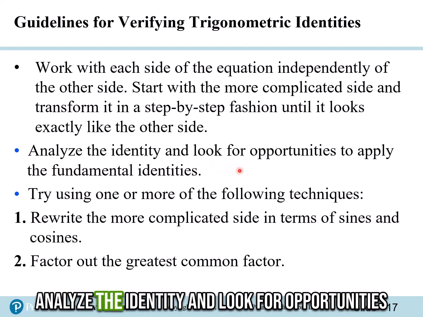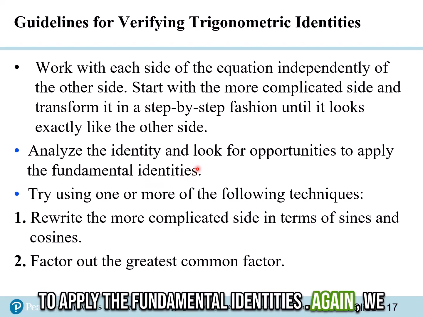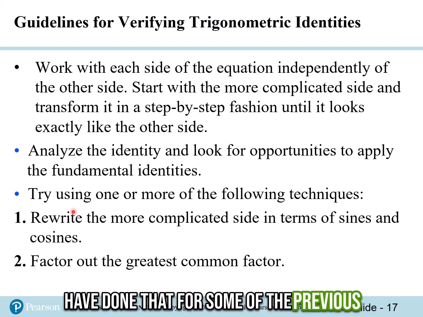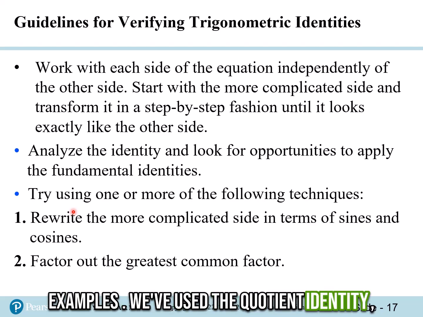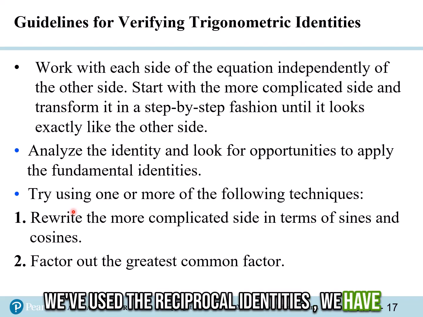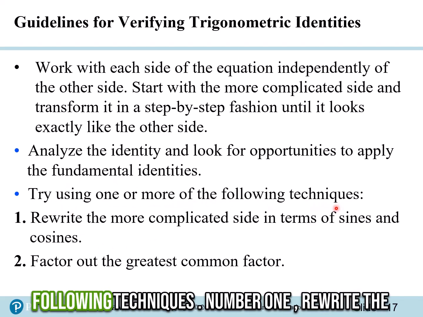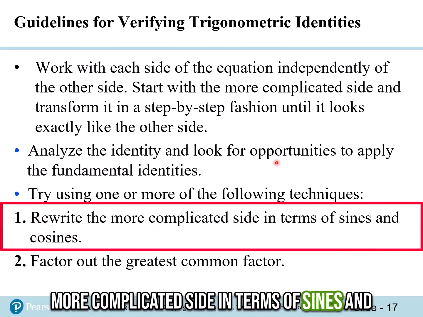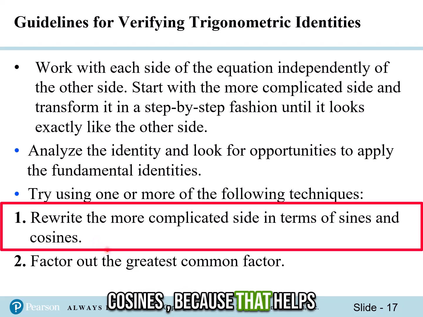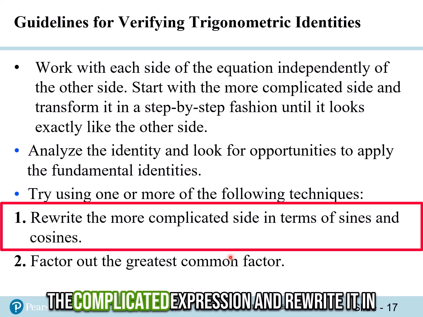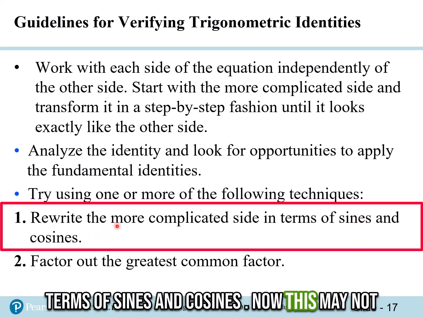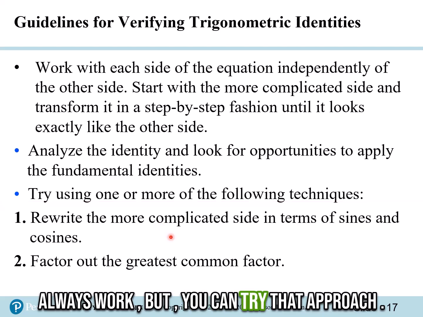Then it says analyze the identity and look for opportunities to apply the fundamental identities. Again, we have done that for some of the previous examples. We've used the quotient identity, the reciprocal identities, and the Pythagorean identities as well. And then it says try using one or more of the following techniques. Number 1, rewrite the more complicated side in terms of sines and cosines, because that helps. Try to transform a complicated expression and rewrite it in terms of sines and cosines. Now this may not always work, but you can try that approach.